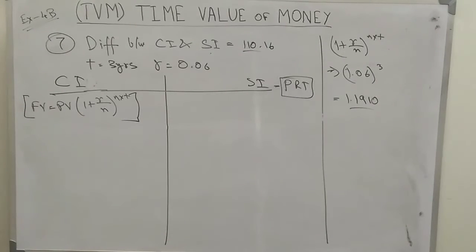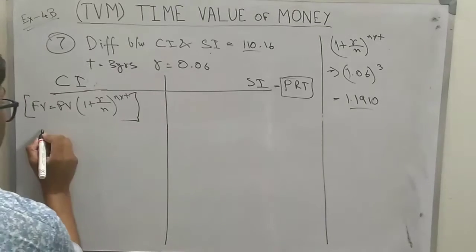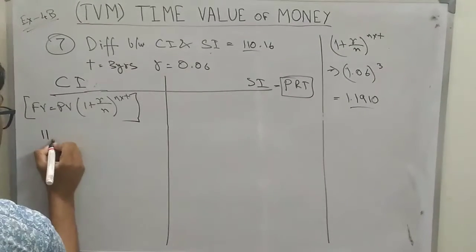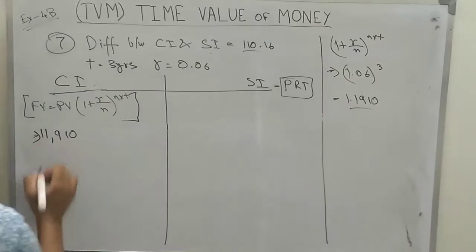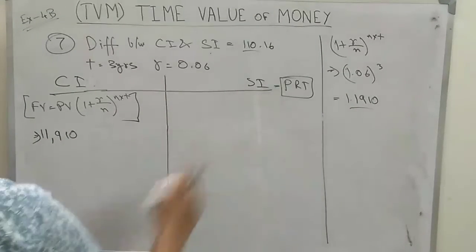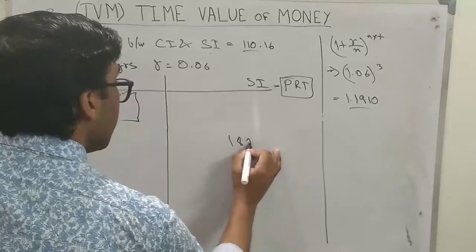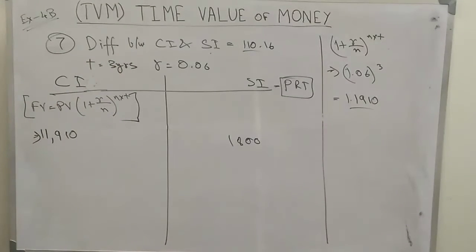So let us try it with 10,000. That means 10,000 into 1.1910, which comes to 11,910. And PRT, that means 10,000 into 0.06 into 3, comes to 1800.